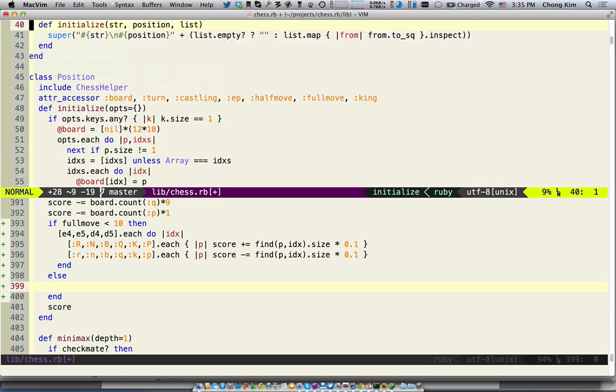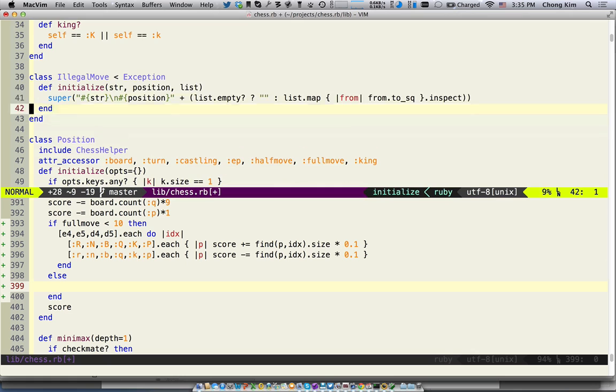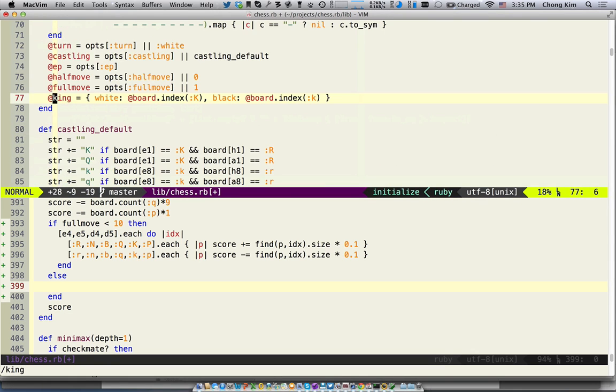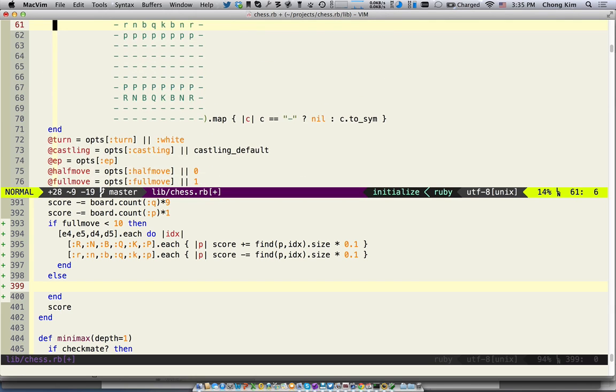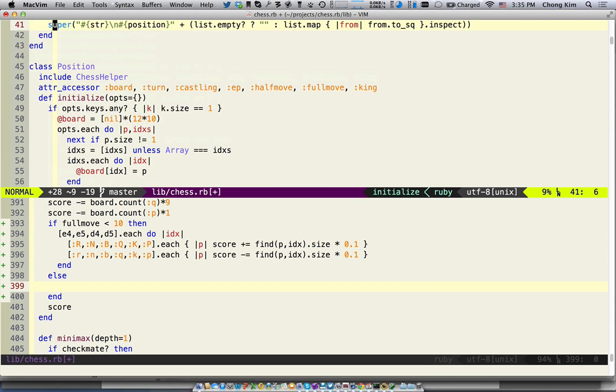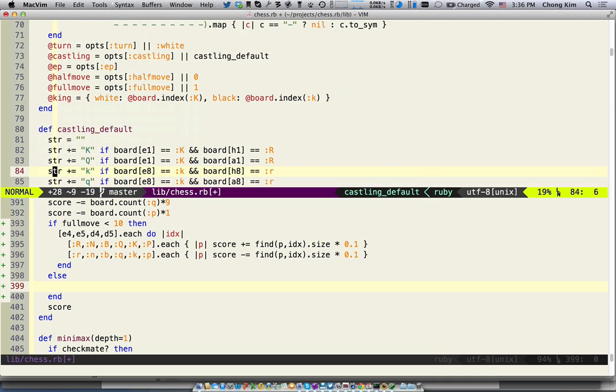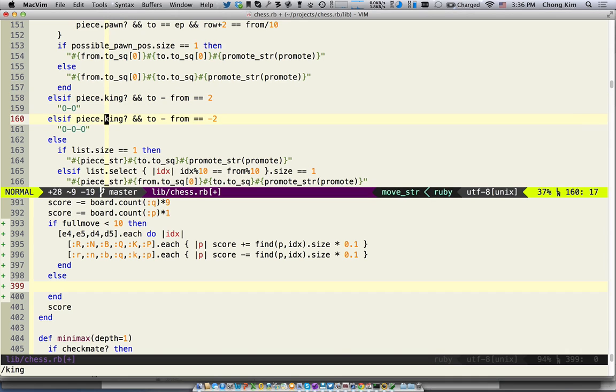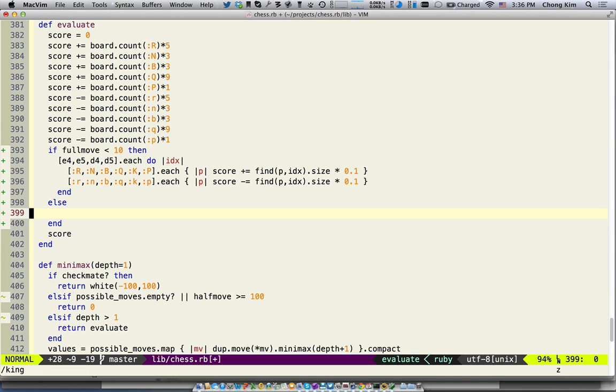Let's see. Piece. I thought I had a variable that kept track of the king positions. King. I guess not. Well, index k. I think that's how I just did it. I just do it as index k. Okay, so that's what I'll do. I'll just use the index k. All right, so it depends on the king position. We need the king position.